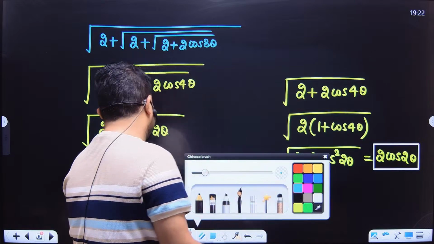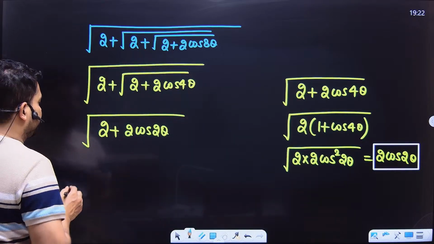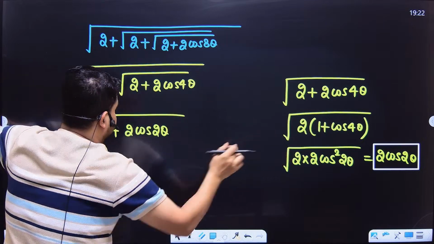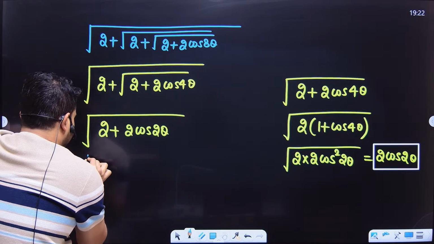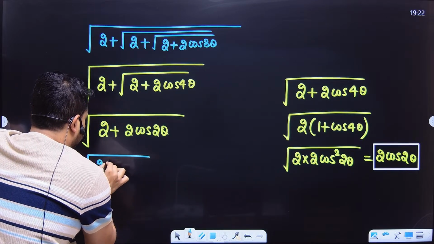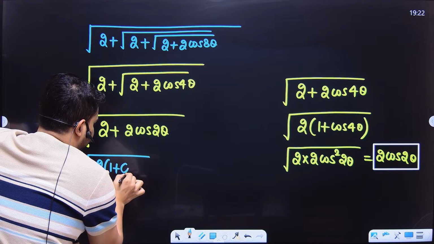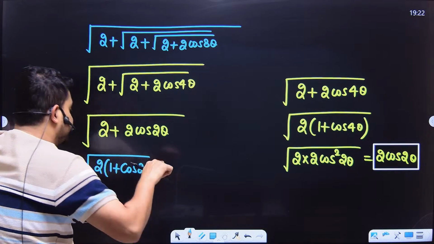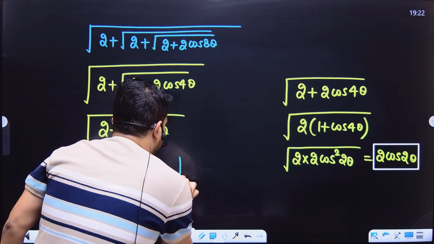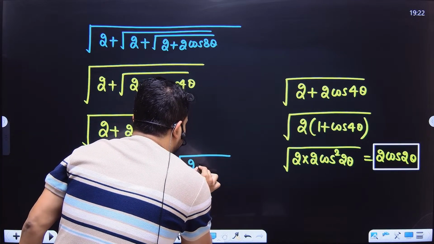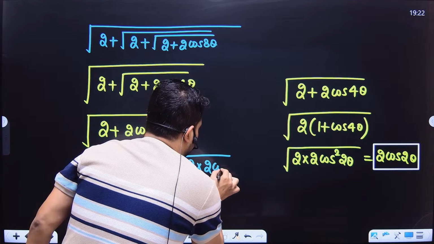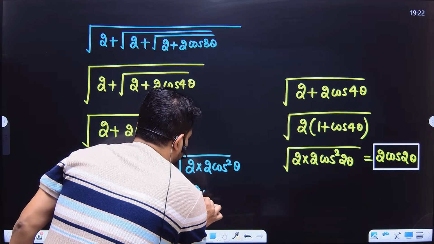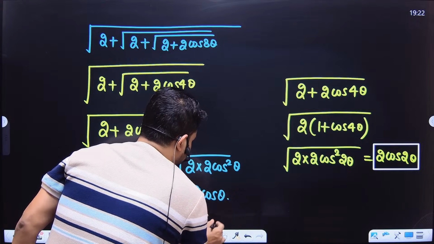See what we have here. If I take 2 common, I have 1 plus cos 2 theta, and the value of 1 plus cos theta is 2 cos square theta. Then I have 2 into 2 cos square theta, which is equal to 2 cos theta. That is the answer of this question.